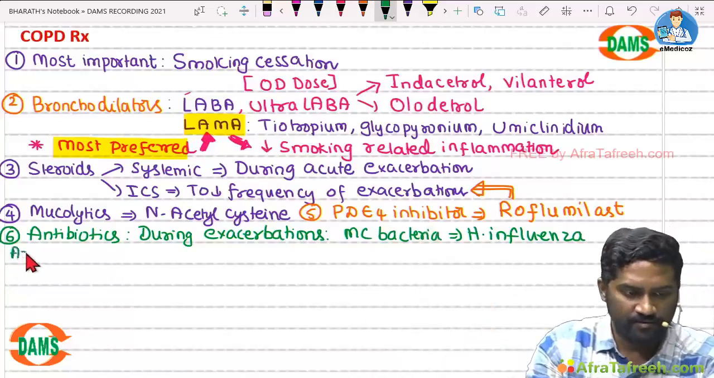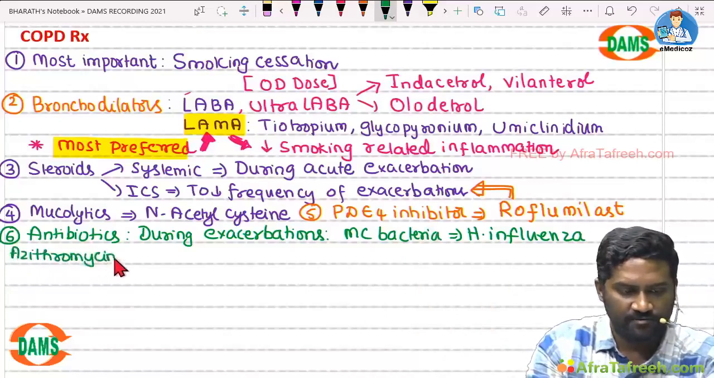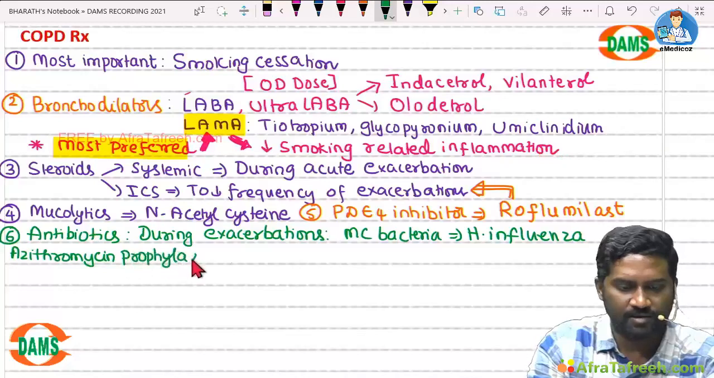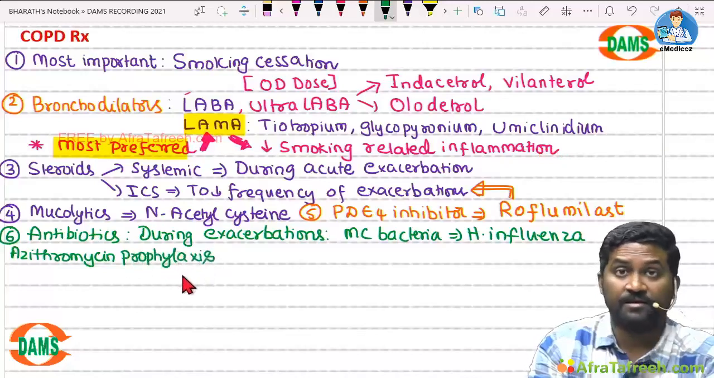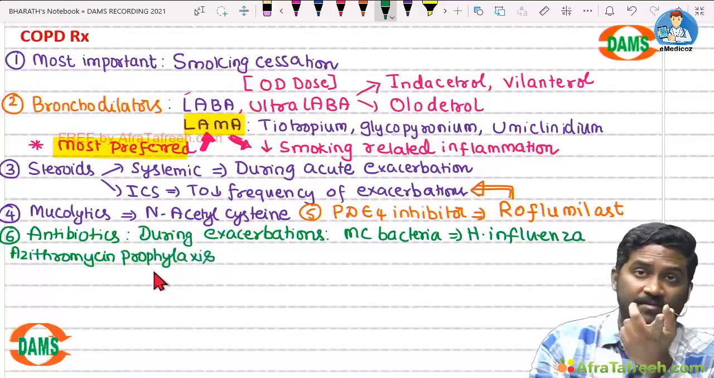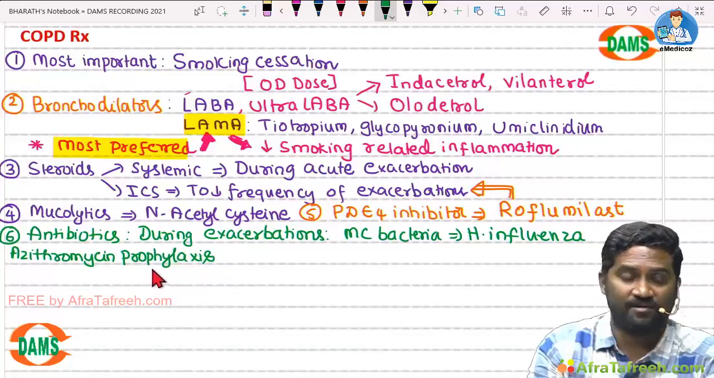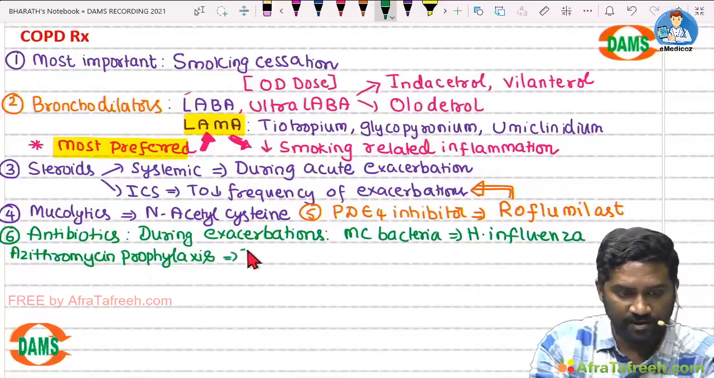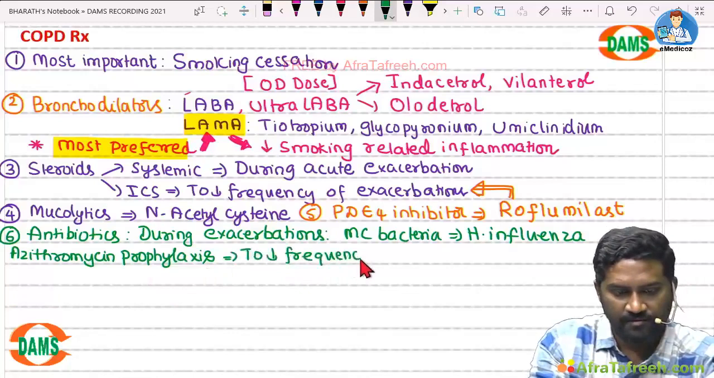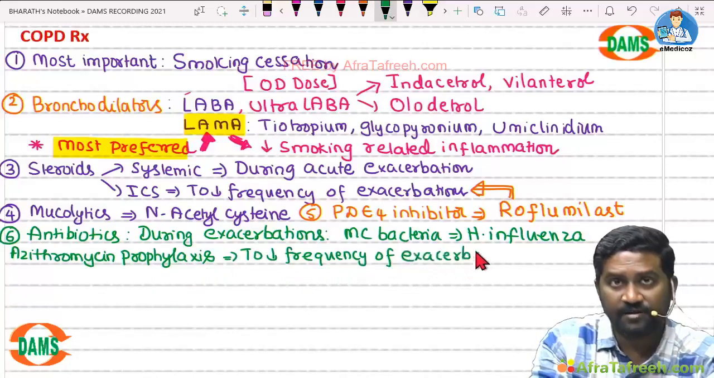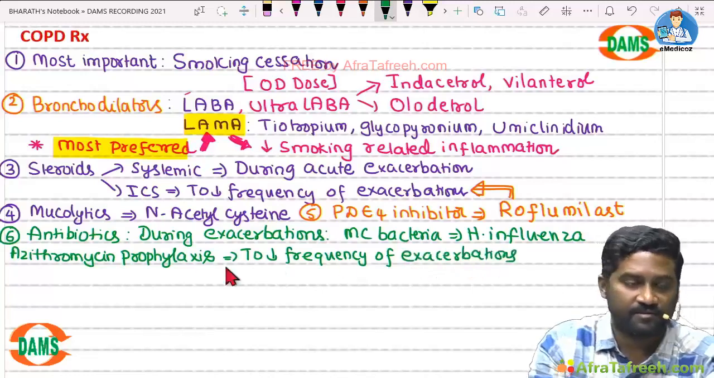In COPD, we are also giving azithromycin prophylaxis. Azithromycin is not just antibacterial to decrease the frequency of infection, it can also have anti-inflammatory property. It can also decrease the smoking related inflammation. Azithromycin prophylaxis to decrease frequency of exacerbations.